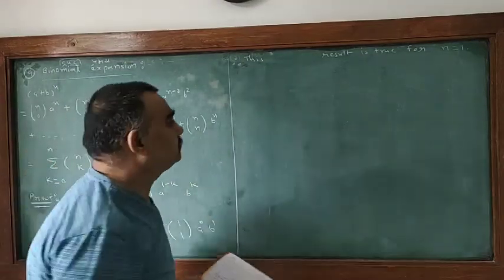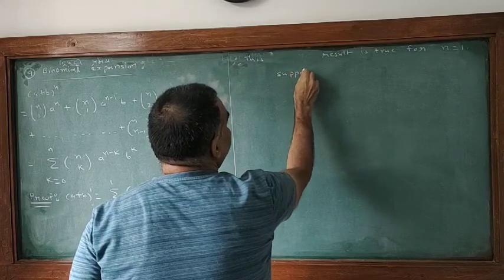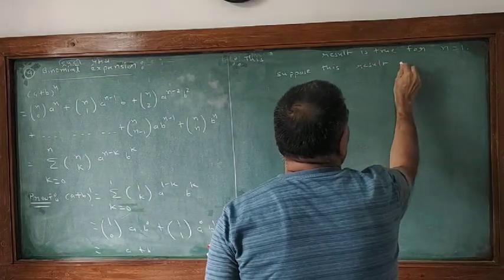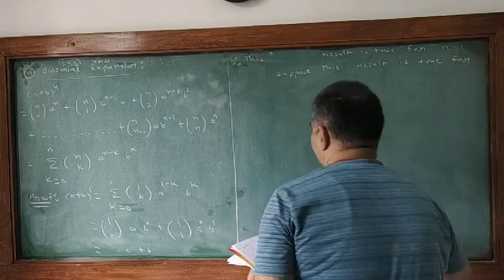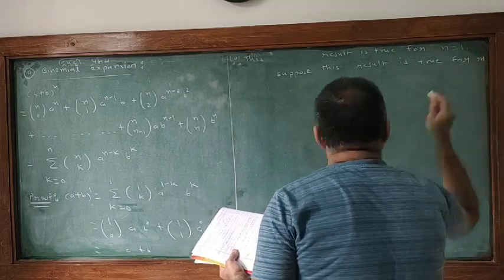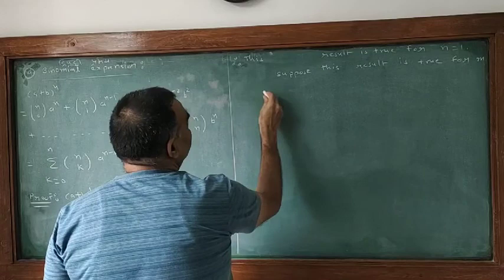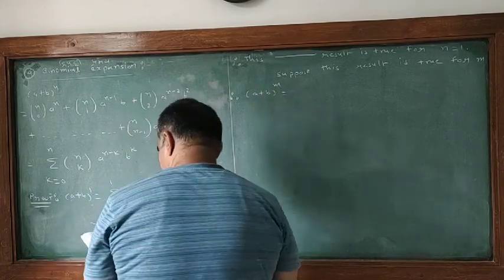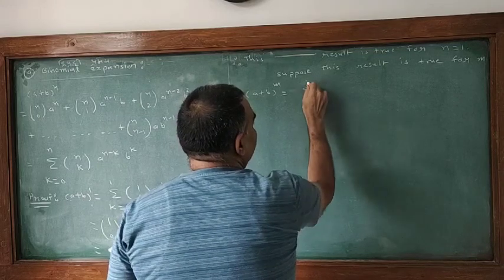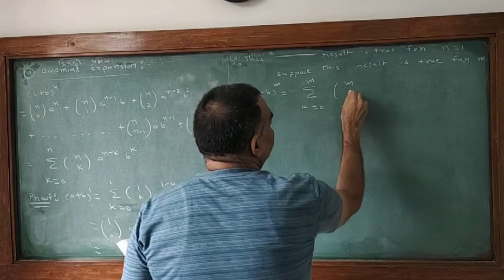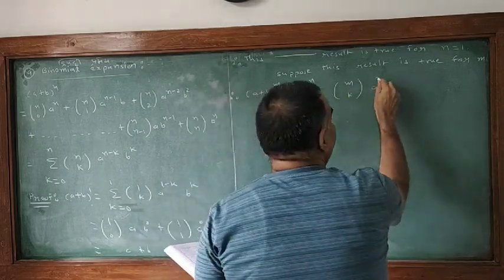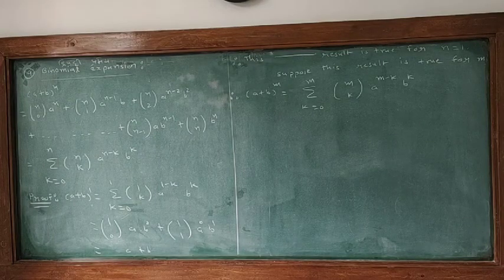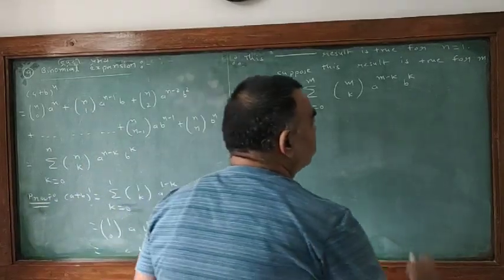Next we suppose this result is true for n equal to m, and therefore a plus b raised to m is sigma k equal to 0 to m, mCk a raised to m minus k, b raised to k. Say this is equation number 1.